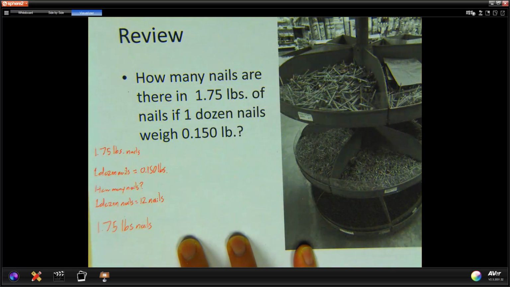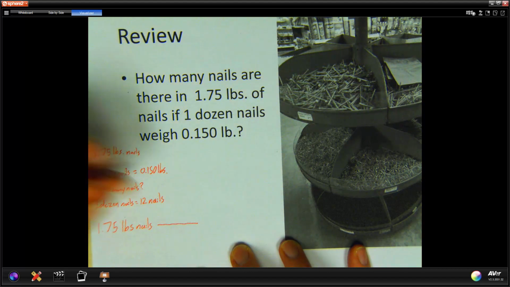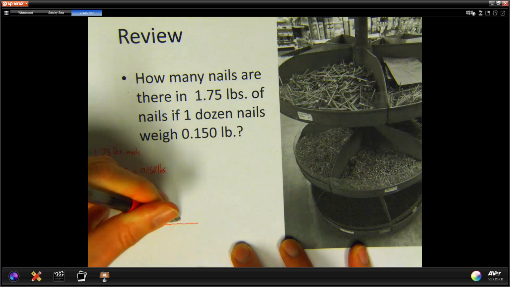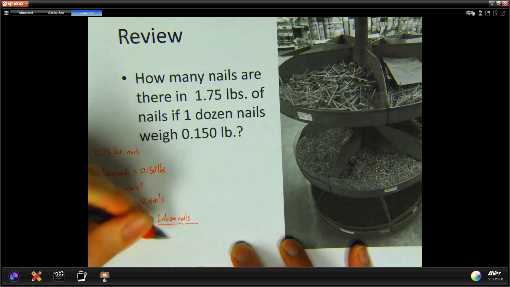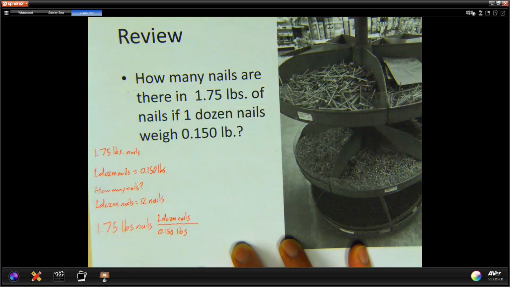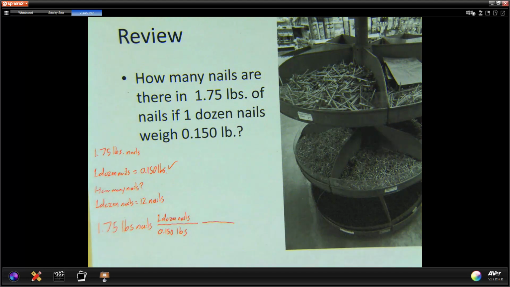So we have that information. And then we use our equalities to come up with a conversion between pounds of nails and something else that might be useful. So we see right here that 0.15 pounds is equal to 1 dozen nails. So we'll go ahead and do that. So we'll say 1 dozen nails on the top and 0.15 pounds on the bottom. So we've used that. I'm going to just put a check mark so we know we used that one.